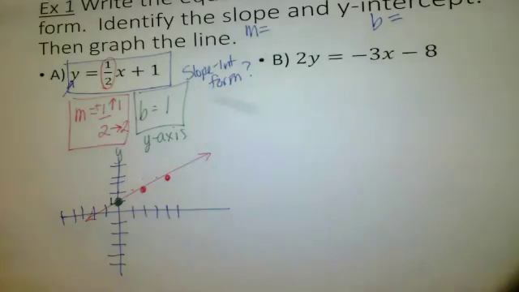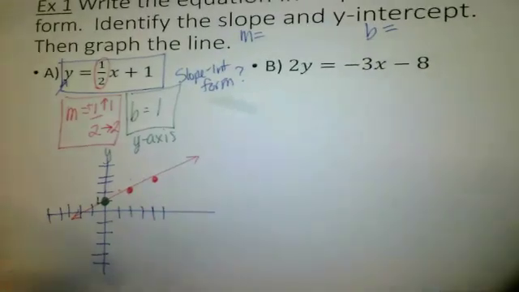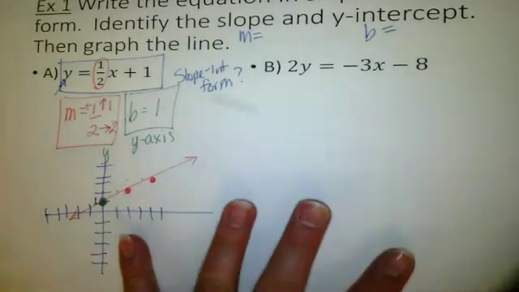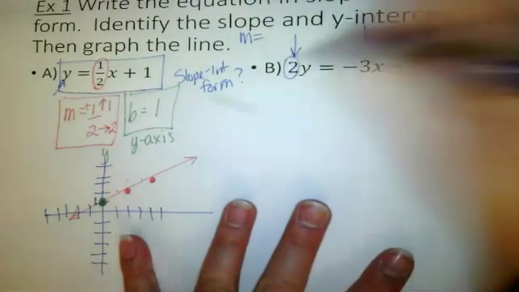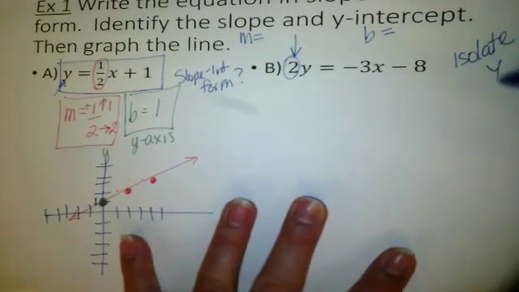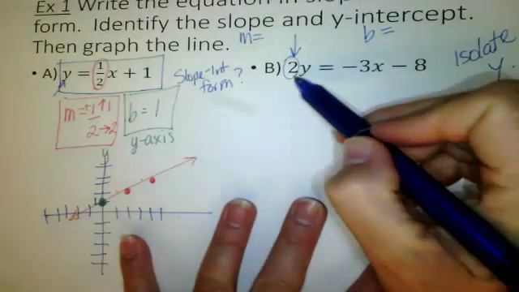Okay. Letter b. 2y equals negative 3x minus 8. Is it in slope-intercept form? No. Why not? Yeah, we've got a number in front of y. We need to isolate the y. And so how do we get rid of this 2?